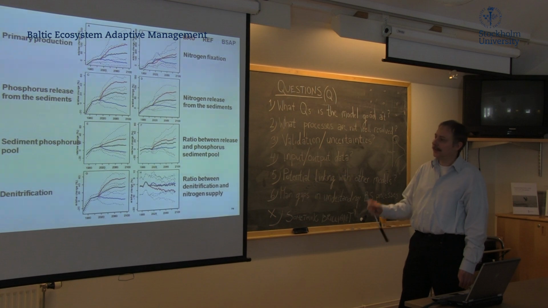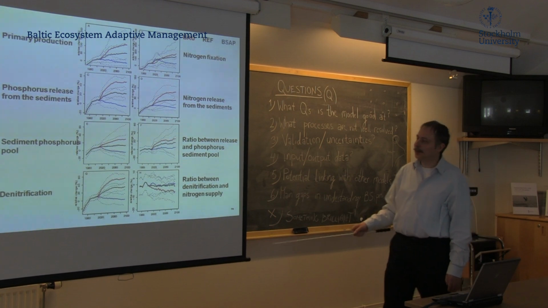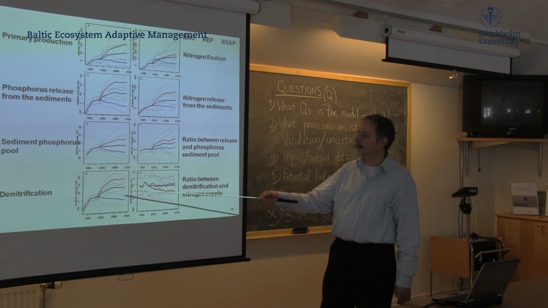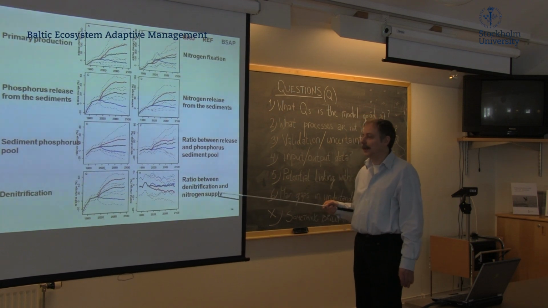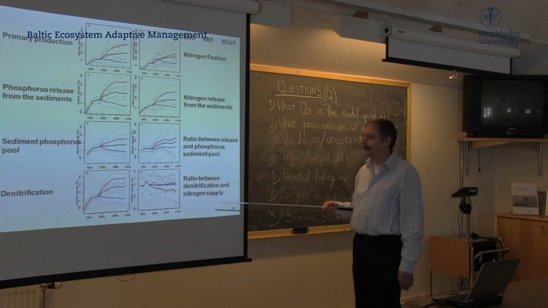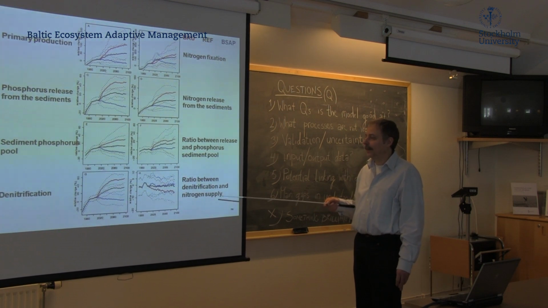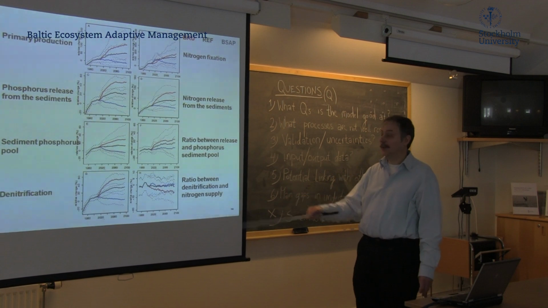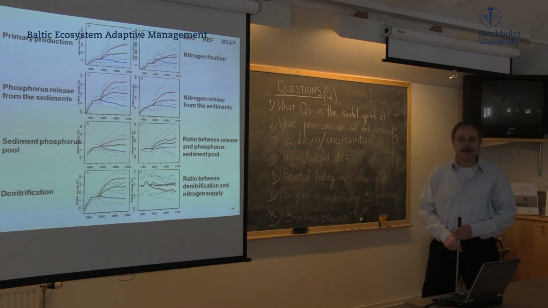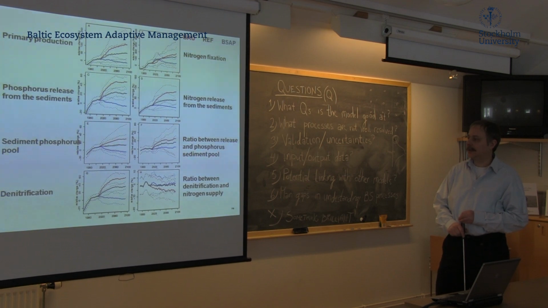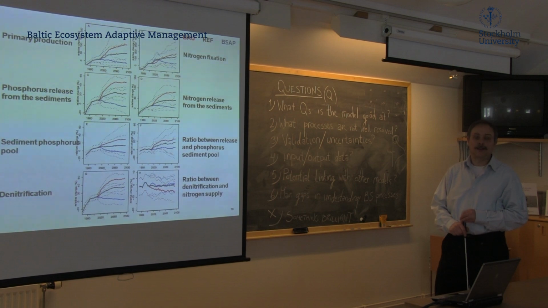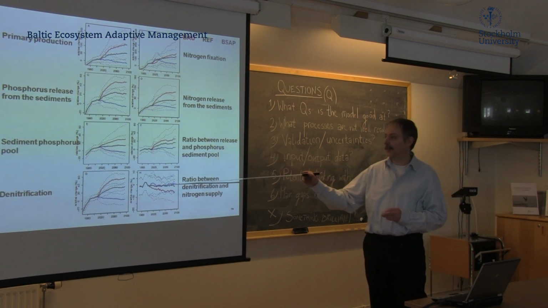But the phosphorus fluxes from the sediment, and the same for denitrification, so it's going up, but the ratio between denitrification and nutrient supply is either constant or going down. So the very important sink for nitrogen in the Baltic Sea is getting less and less effective in a warmer climate.